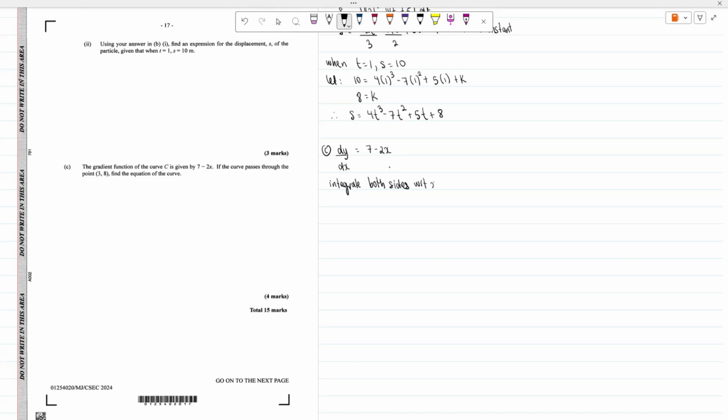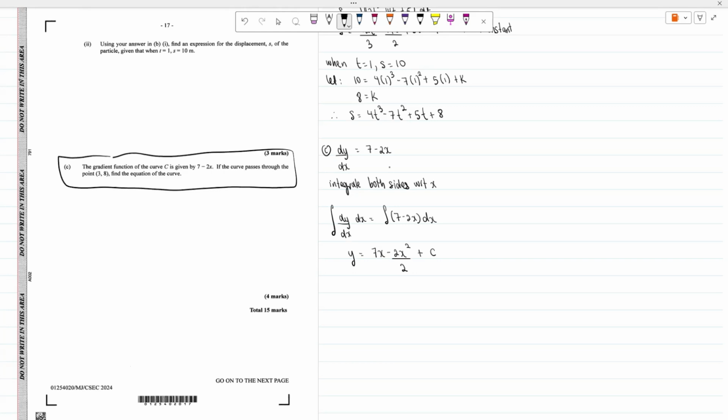with respect to x, I'll have the integral of dy dx with respect to x is the integral of 7 minus 2x with respect to x. When I integrate a differential, I get back y is equal to 7x minus 2x squared over 2 plus c. Now, I could use c as my constant because this question is completely separate from part B, where c is a constant.